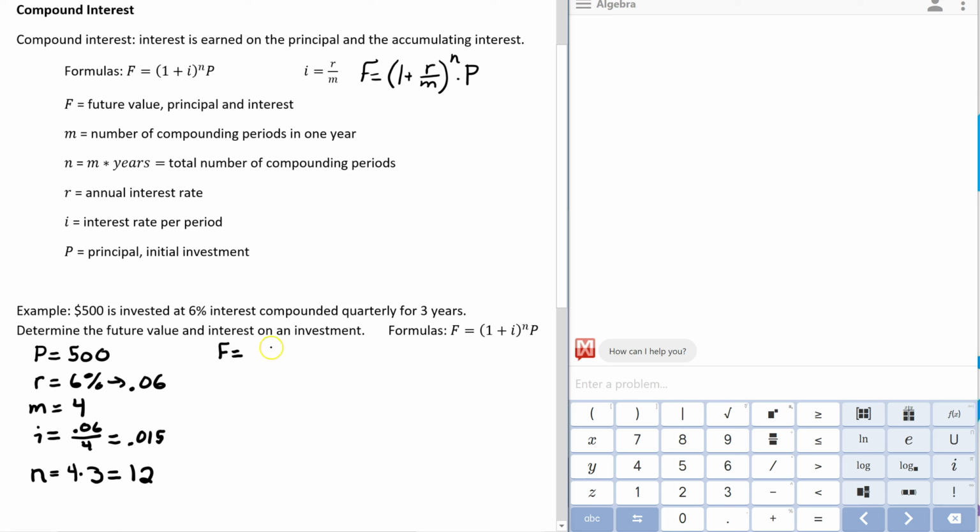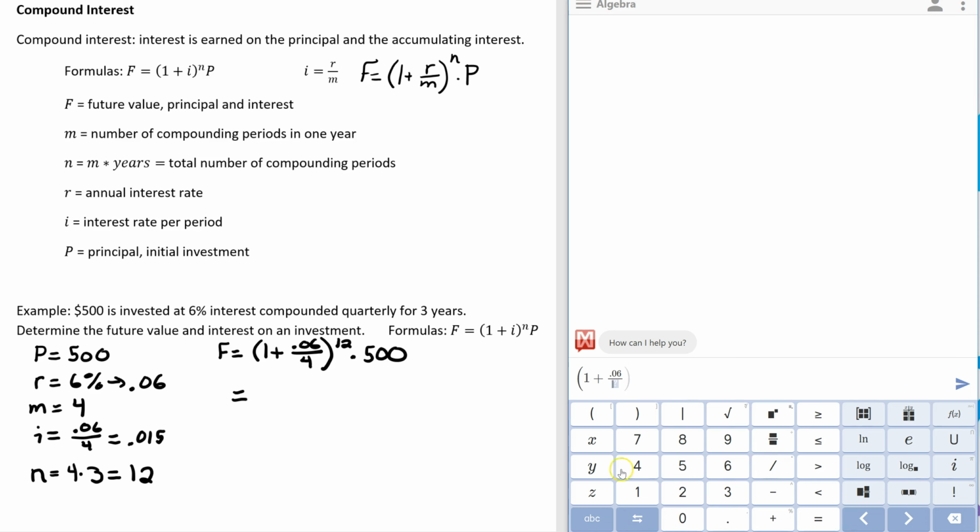Future value formula becomes the quantity 1 plus the rate, 0.06, divided by the number of compounding periods, 4, raised to the exponent of 12, the total number of compounding periods, multiplied with 500, the initial investment. Our calculator can solve this for us. The quantity 1 plus 0.06 divided by 4 raised to the 12th power and then multiplied by 500.